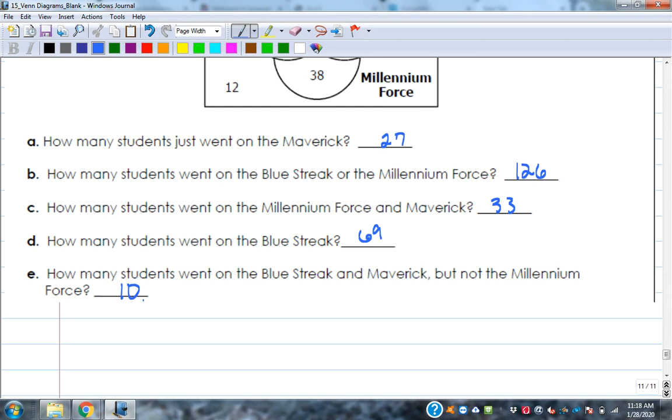So Venn diagrams. My favorite kind are the ones where they give you a Venn diagram and leave some of the numbers out. And that's what makes it really fun. They tell you how many people were involved in the survey, then it leaves the numbers out. You got to figure it out.